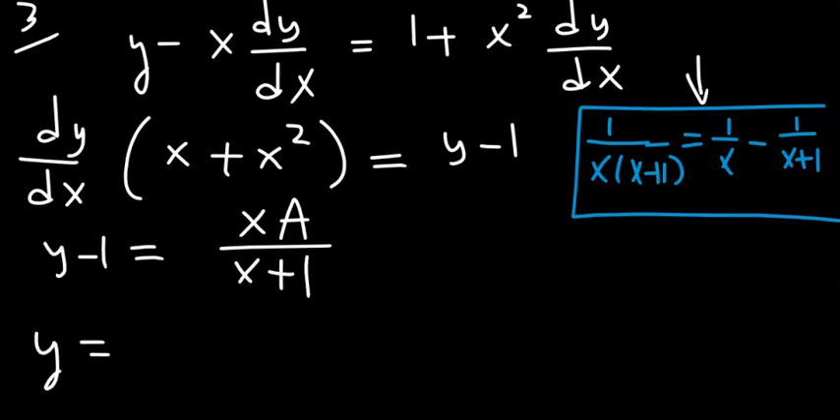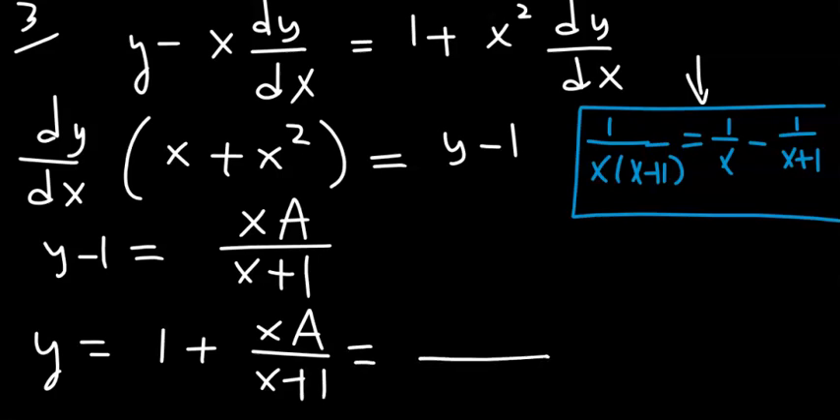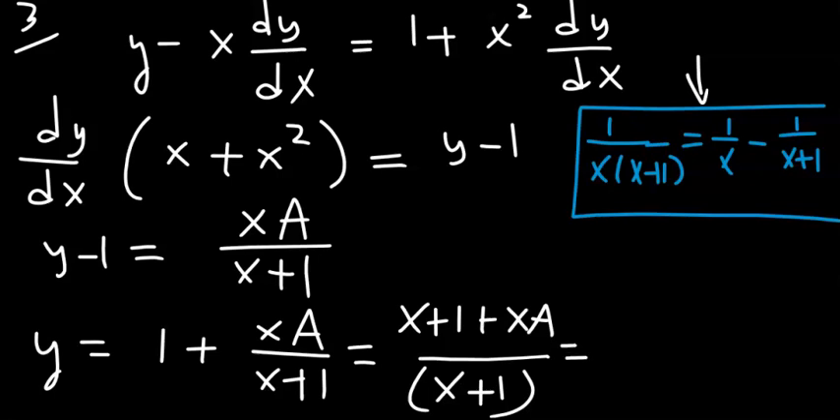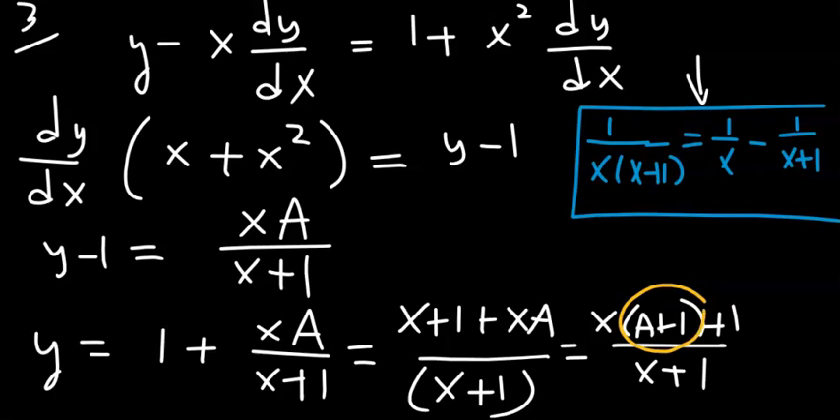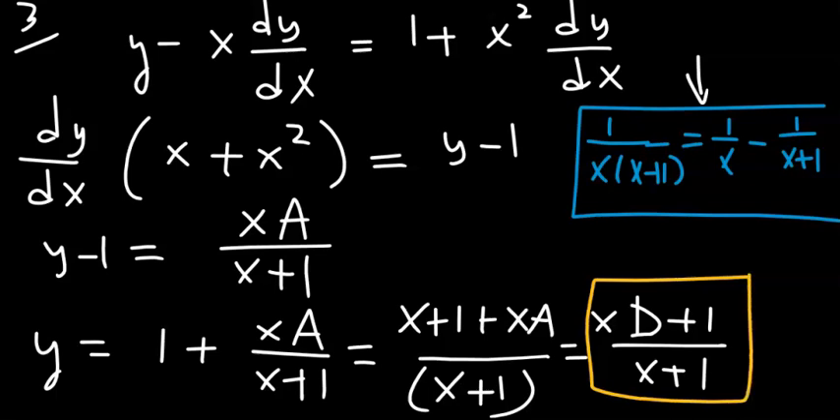And we can express y in terms of x in the following manner. 1 plus x times a over x plus 1. And we can make a further simplification in the following manner. x plus 1 plus x times a, which is just x times a plus 1, plus 1, over x plus 1. We can write a plus 1 as a new constant, let's call it d, and you have the final general solution to this differential equation, and that solves the problem.